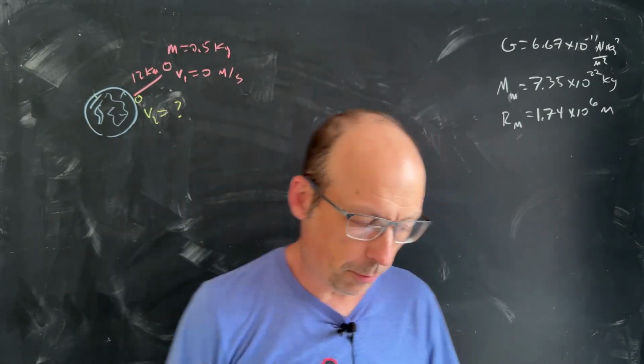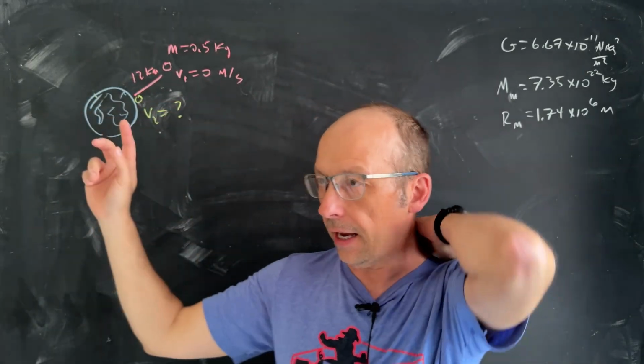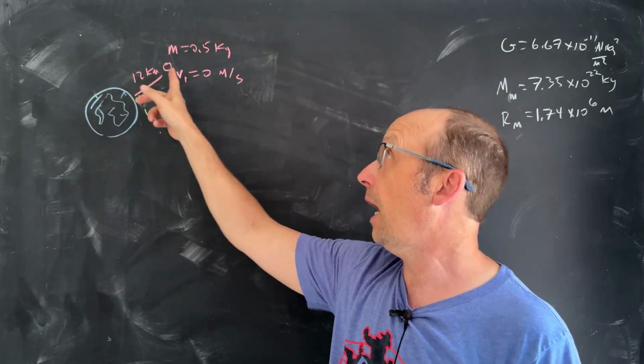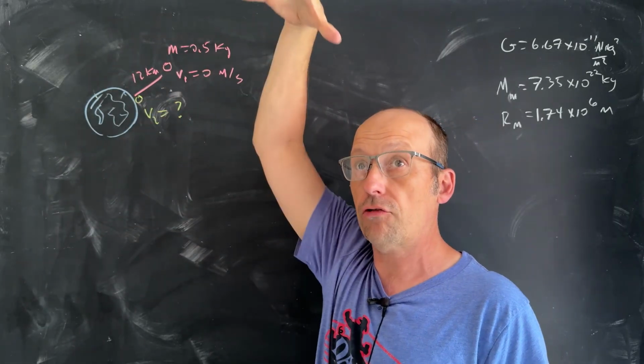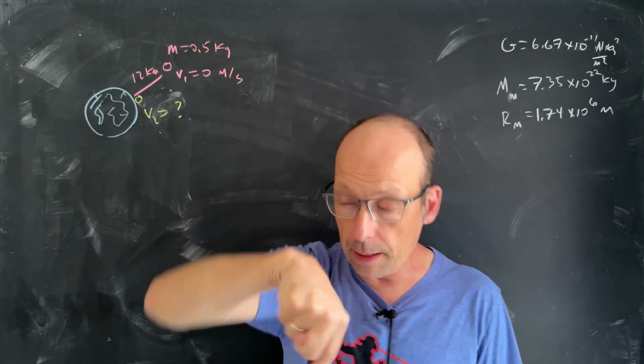Work energy example problem. So here's the problem. I have the moon, that's my moon right there, and I have a half-kilogram object that's 12 kilometers above the surface. Drop it. How fast is it going right before it hits the ground?